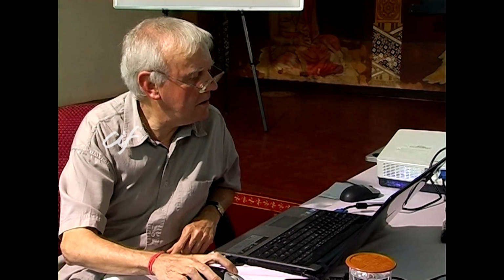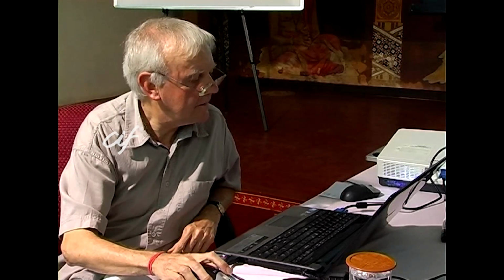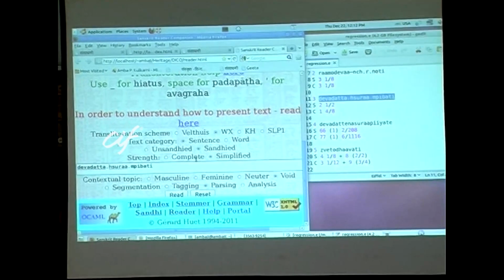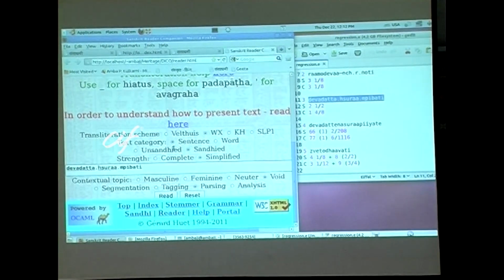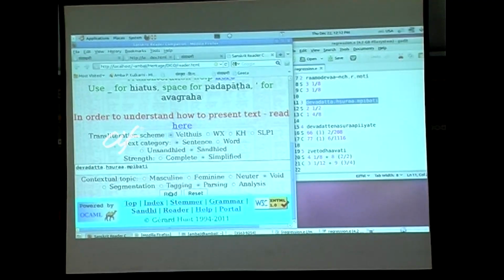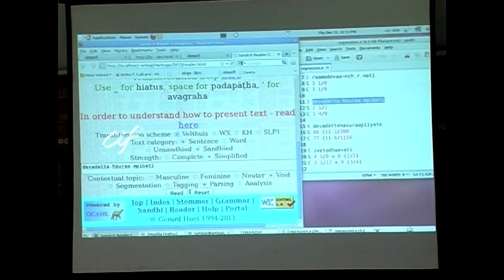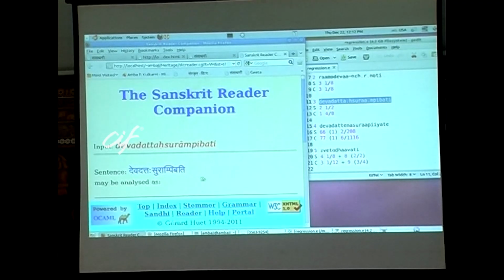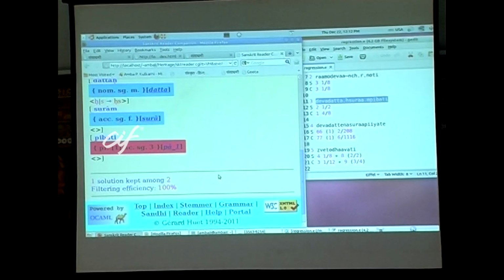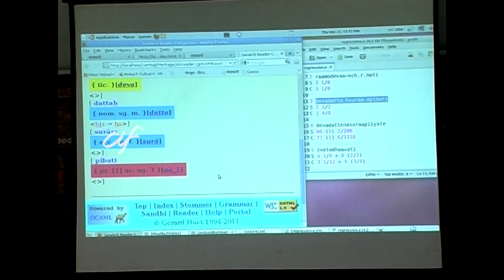So, let us go to the next sentence. Oh, you will be permitted in this ashram, huh? Devadatta. Okay, so here if I read this sentence in parsing mode, now I get one solution out of two. This is not bad.